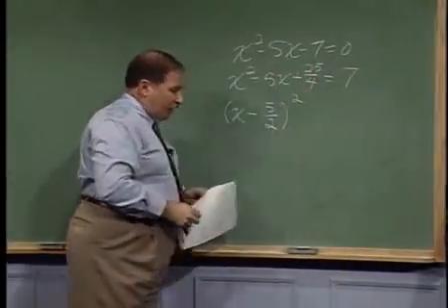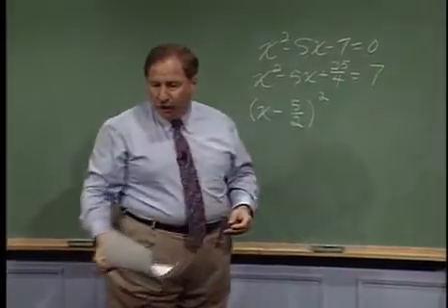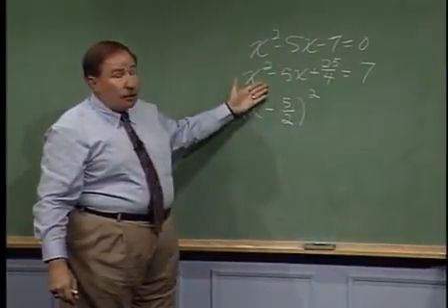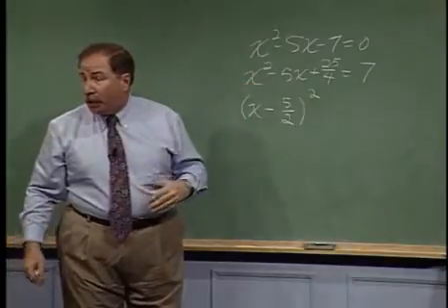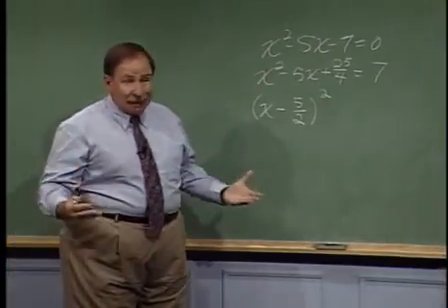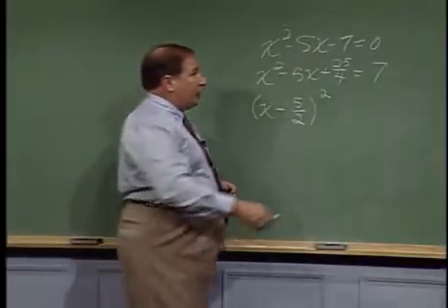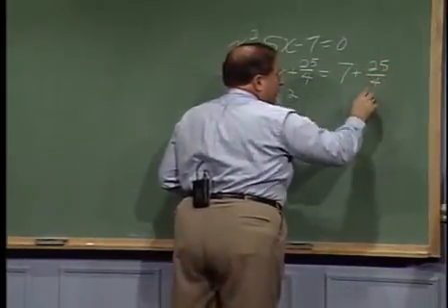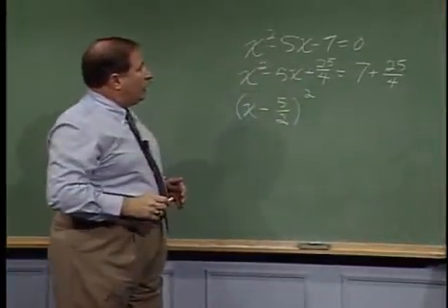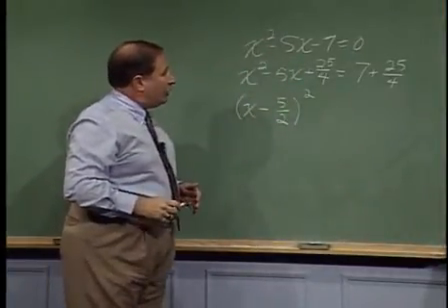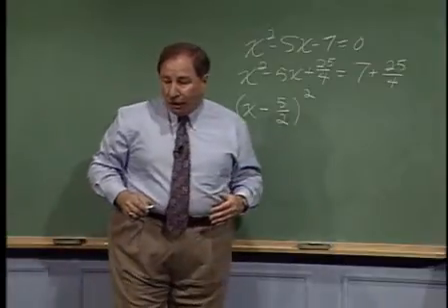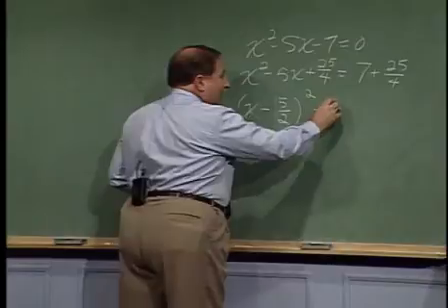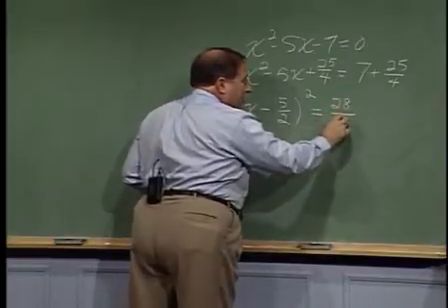Well, if I've added 25 fourths to the left side, what else do I have to do? Well, I've got to add 25 fourths to the right side. Why? It's an equation. I've got to maintain the integrity of the equation. Uh-oh, everybody's favorite thing here. We've got to add 7 plus 25 fourths. Now, how are we going to do that? Well, remember, we need a common denominator, and 7 is 28 fourths.